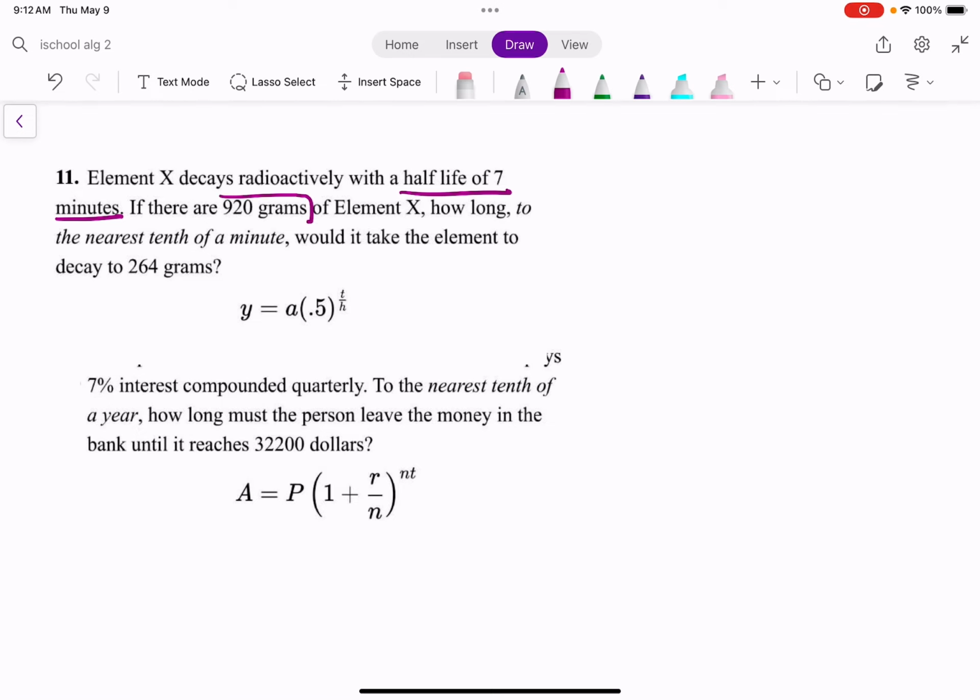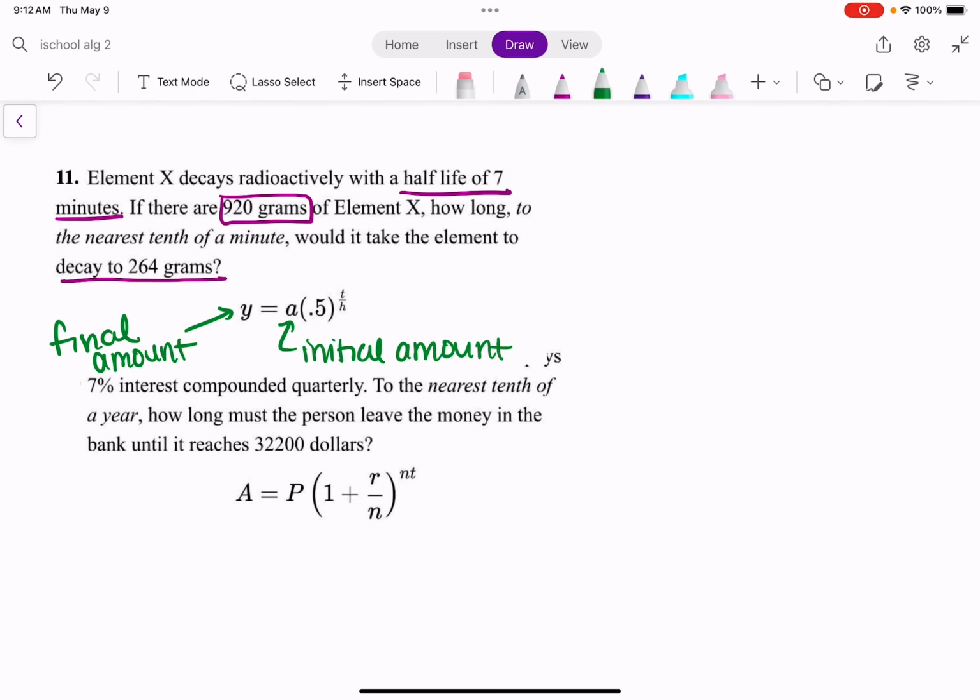If there are 920 grams of element X, how long, to the nearest tenth of a minute, would it take for the element to decay to 264? So let's talk about this formula real quick. And if you want to write this down in your notes, you should. So Y is going to be your final amount, okay? A is going to be your initial amount. T is the time to decay. And H is your half-life, okay?